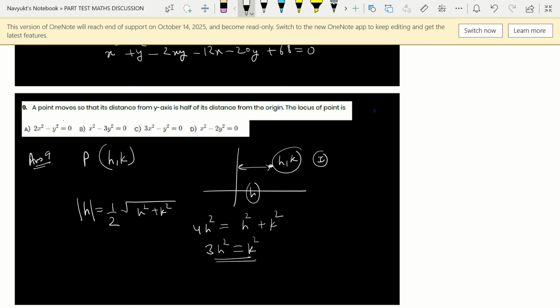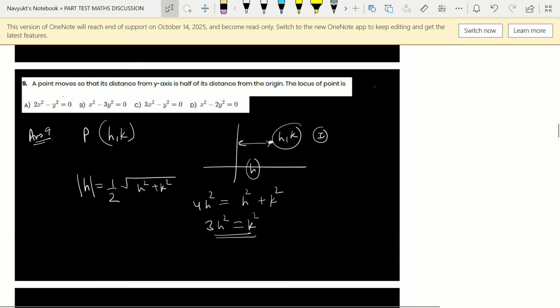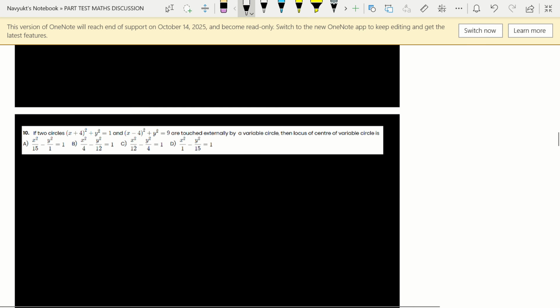And at the end of any locus question, what do we do? We just replace h, k by x and y, giving us 3x square minus y square equals 0, which is option number C. Correct.